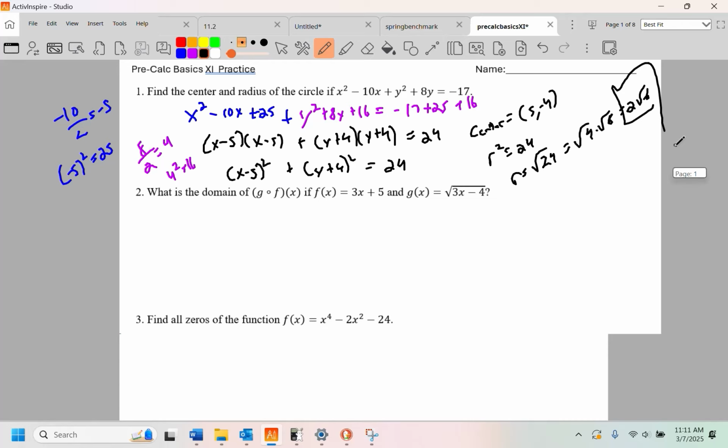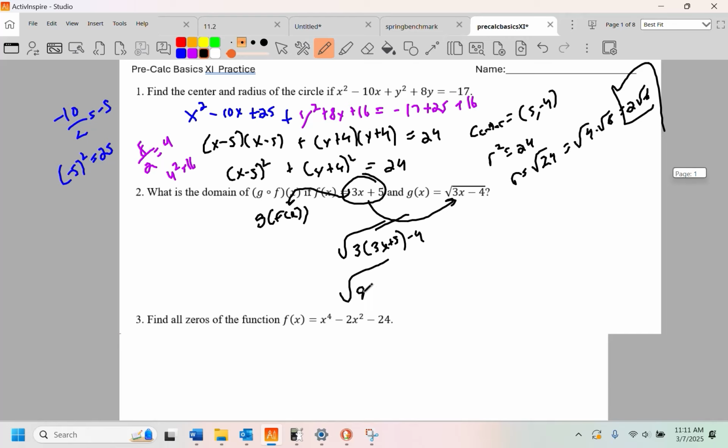All right, what is the domain of g composed of f of x, if f of x and g of x are whatever they are respectively? Now, this version of the notation means I'm going to take everything in f and put it into g. So this is going right there. I'm going to have the root of 3 times 3x plus 5. Don't forget this minus 4.